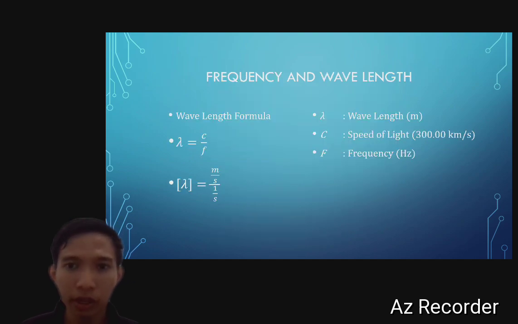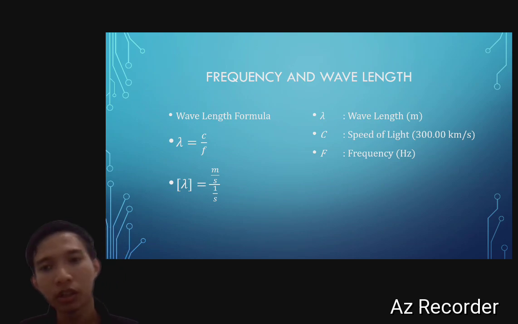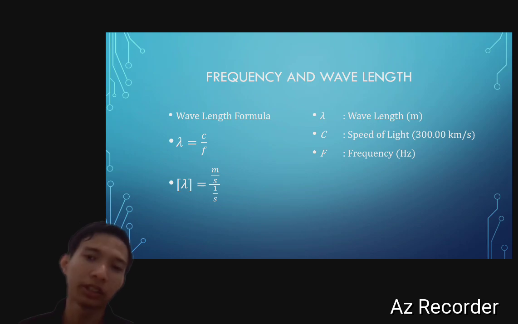Next, we need to talk about frequency and wavelength. The wavelength formula is lambda equals c divided by f. The c is the speed of light, which is around 3000 km per second, and f is frequency, which is in hertz. The wavelength is like the length of 360 degrees, or the length from the highest point of the peak of the mountain to the lowest point of the valley.